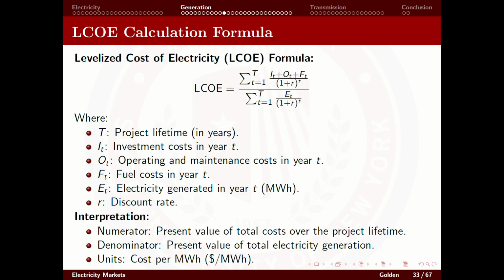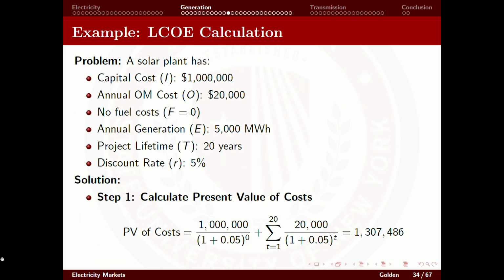And the investment costs in t, fuel costs in t. This was not fixed costs. I shouldn't have said fixed costs. This is fuel costs. And then electricity generated in t and discount rate. So the numerator is the present value of total cost over the project lifetime, and the denominator is the present value of total electricity generation. And the LCOE is given in cost per megawatt hour. This allows you to compare the cost of electricity across generation types.